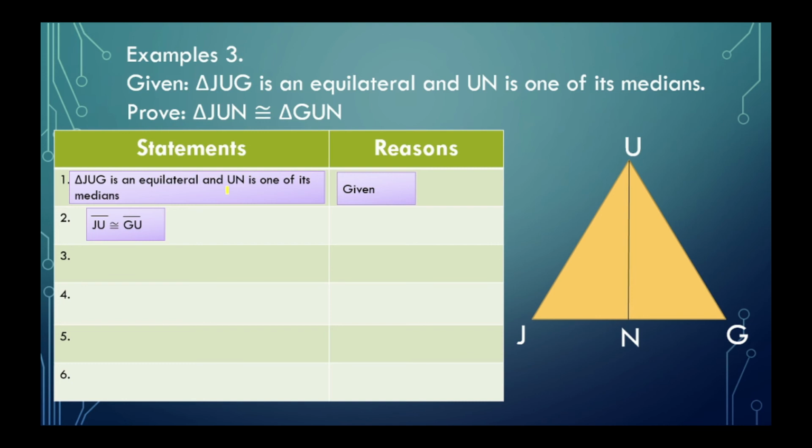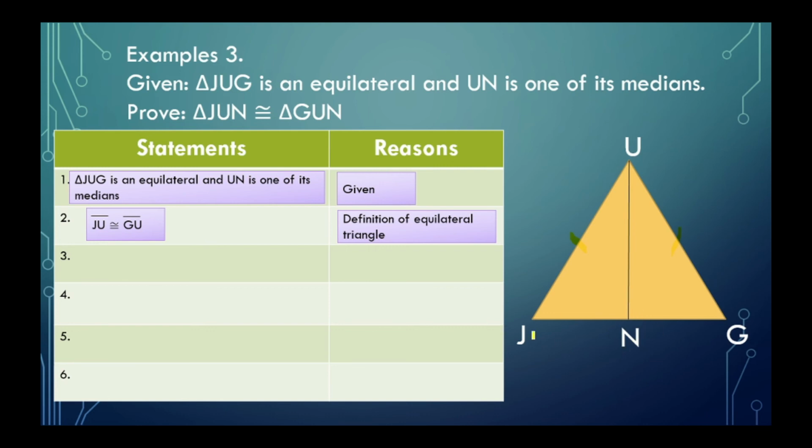Okay. So, we can say that segment JU is congruent to GU. Why? Because that is definition of equilateral. Remember ang definition ng equilateral? All the sides are congruent. Ano-ano yung side na yan? JU is congruent to UG and congruent to JG.